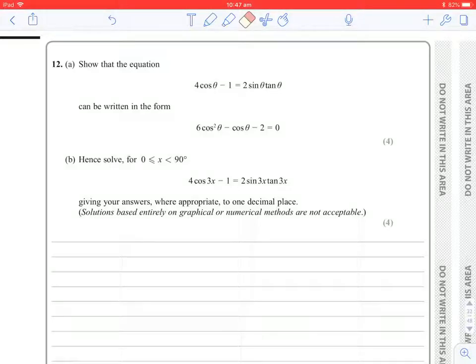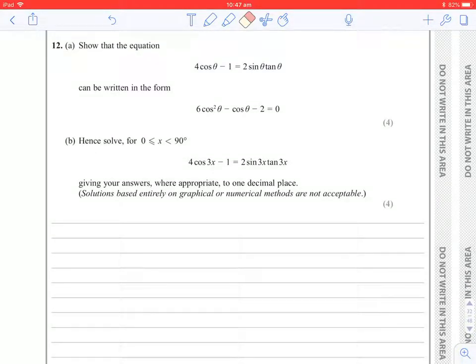The May 2018 AS paper, question 12. So part A showed the equation 4 cos theta minus 1 equals 2 sin theta tan theta can be written in the form 6 cos squared theta minus cos theta minus 2 equals 0. The first thing we can notice is that we've got cos, sin and tan, and in the answer we've only got cos, so that's what we're going to try and convert to.